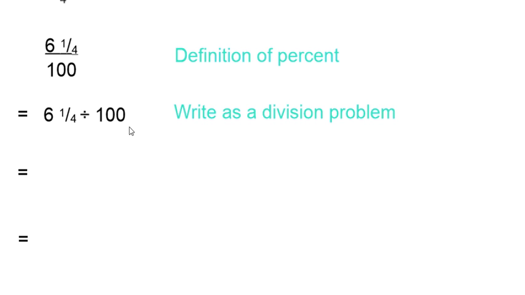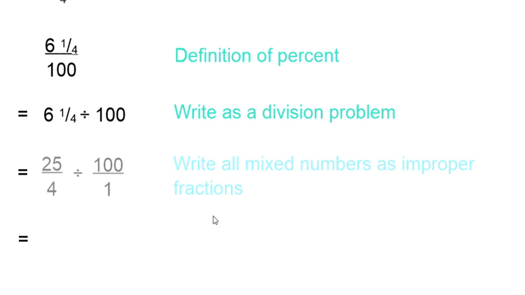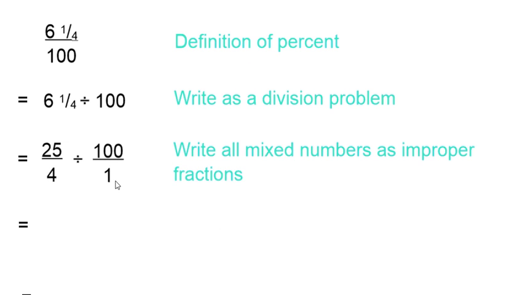Now what I'm going to do is I'm going to write all mixed numbers as improper fractions. So 6 and 1/4 is the same thing as saying 25 over 4. 4 times 6 is 24, plus 1 is 25. The denominator stays the same. And 100 is the same thing as saying 100 over 1.